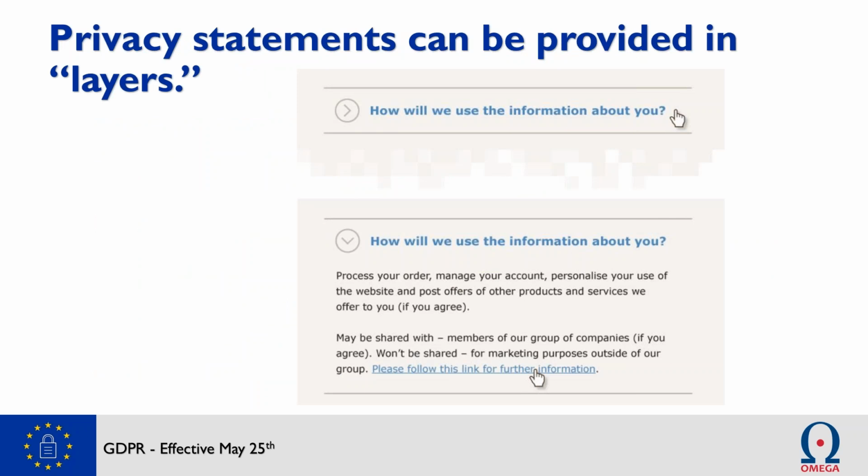All right, now here's an example of how privacy statements can be provided in layers. So if you were programming and you were feeling overwhelmed by the amount of data that you have to provide, you can't fit it all on one screen, a person can click on how will we use the information about you, and then it opens another screen that gives you some more information, and again they could open a further link that can provide even more information.